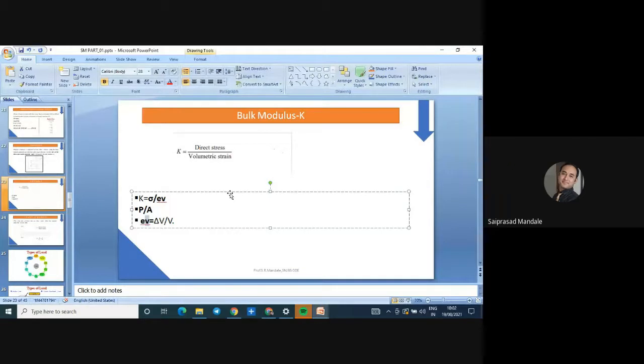My question is, what is the unit of bulk modulus? Easy, very easy. Newton per meter square. The strain has no unit, so only the stress has a unit. So Newton per meter square or Newton per mm square is the unit for the bulk modulus. Okay, clear? Bulk modulus is clear to everybody.